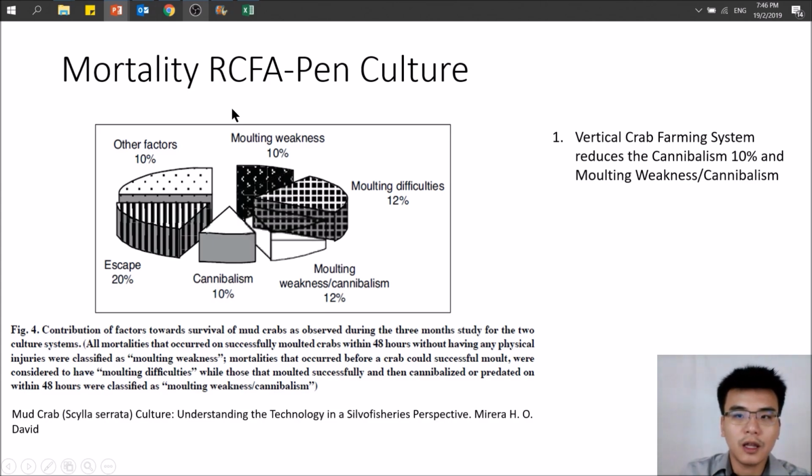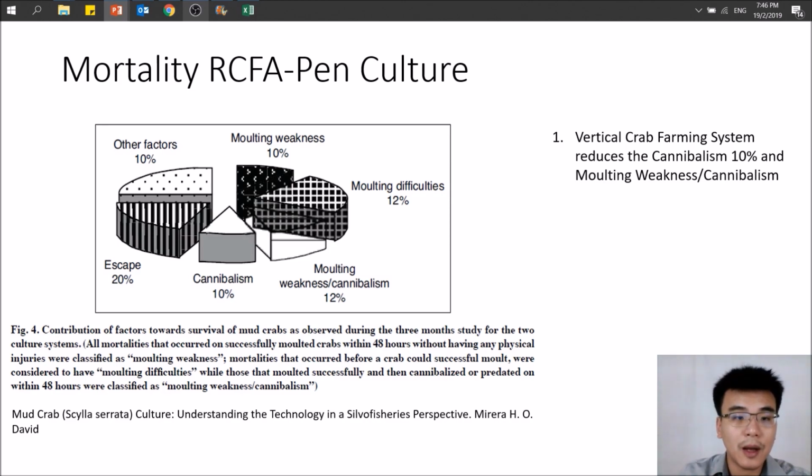If we were to look at the vertical farming system as compared to the pen culture or the pond culture, what you are essentially removing by using vertical farming is only the cannibalism. It is often very hard to change the molting weakness or molting difficulties because that is the inherent mortality in the process. By managing your vertical farming, everybody closes the doors to each of the crab houses.